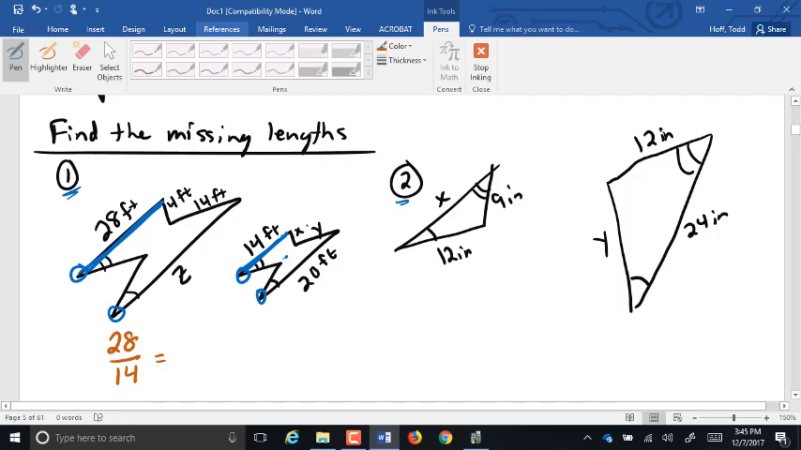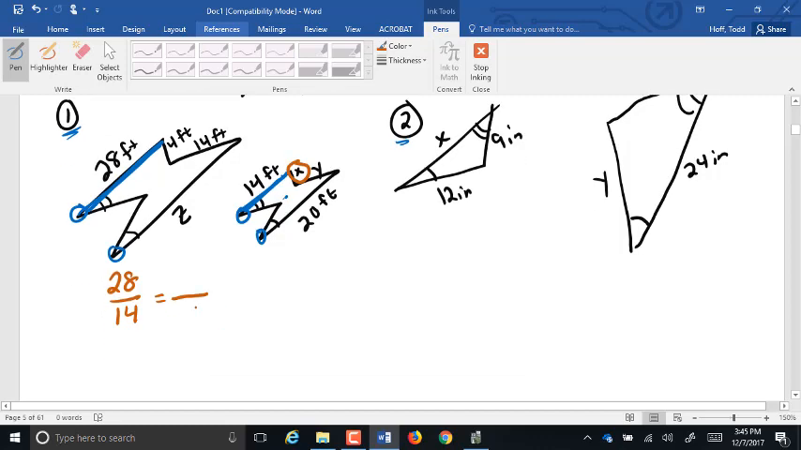Now let's just go in order here. We'll find X first. Is X going to go on top or bottom in my proportion? It'll go on bottom because it's from the same figure as the 14. What's going to go above it? 4 is the corresponding side from the other figure. Perfect. So we cross multiply and divide. 4 times 14 divided by 28 gives us X is 2.